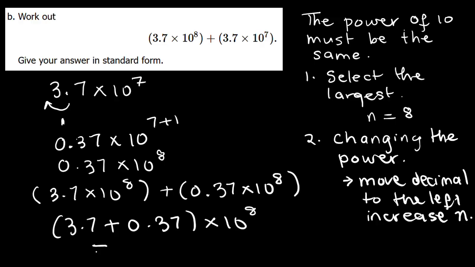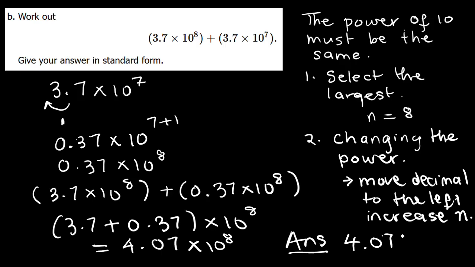So this is 4.07 times 10 to the power of 8. So our answer is 4.07 times 10 to the power of 8 to 3 significant figures.